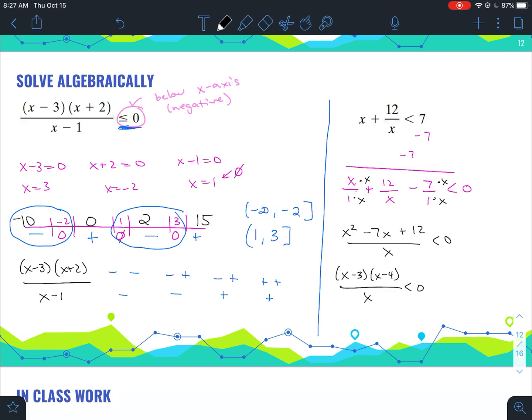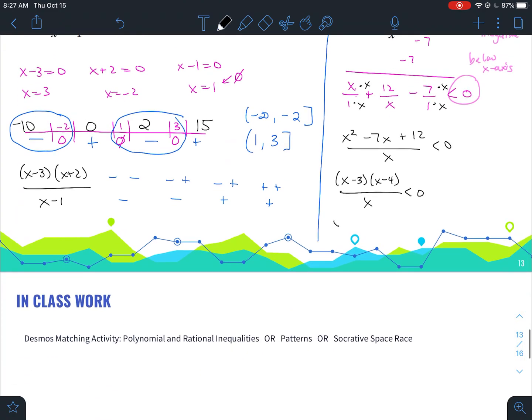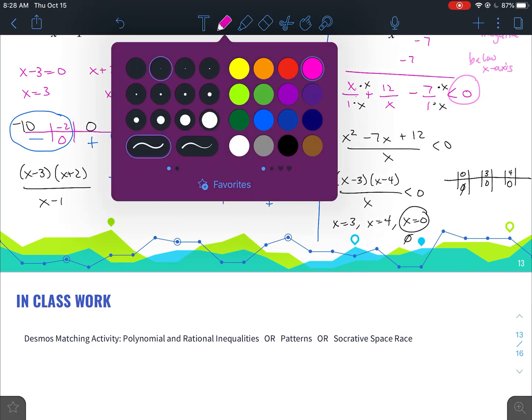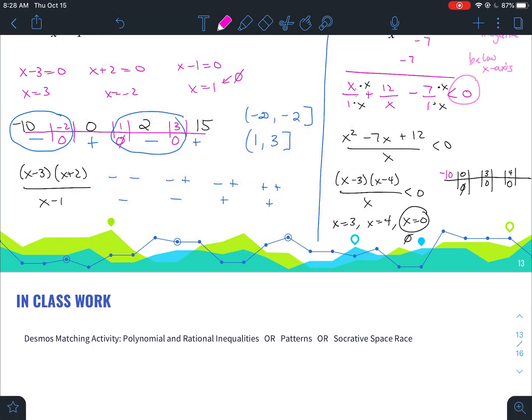Again, I want it to be less than 0. So I want it to be below the x-axis, or I want my y values to be negative. So I want to know where the sign chart is negative. So my sign chart is going to have x equals 3, x equals 4, and x equals 0, and that one's undefined. So in my sign chart, I have 0, I have 3, and I have 4. 0 is undefined, and 3 and 4 make zeros. So I'm going to test -10, I'm going to test 1, I'm going to test 3.5, and I'm going to test 10.